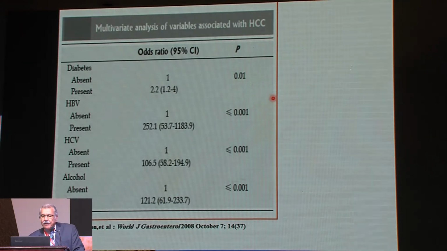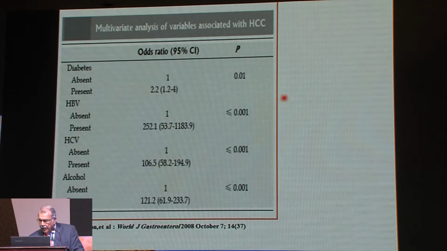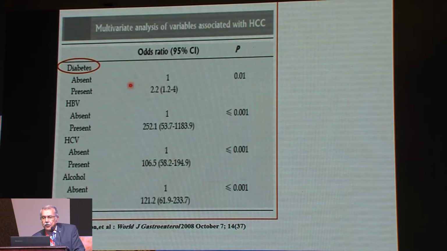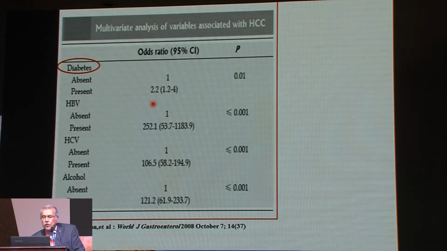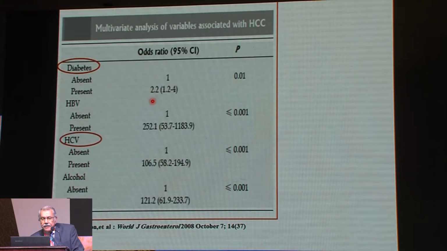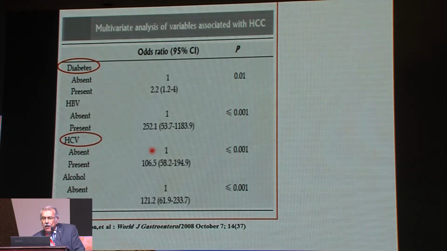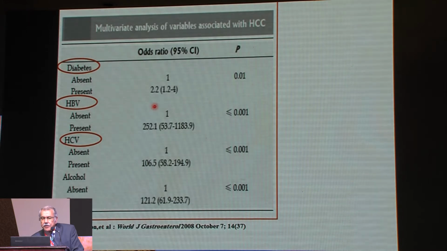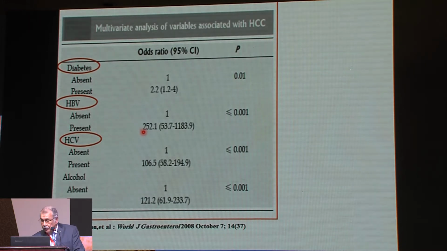In this multivariate analysis of variables associated with hepatocellular cancer, we see that the presence of diabetes just increases the risk ratio for hepatocellular cancer by just more than 2 folds. However, HCV increased it by more than 100-fold, and hepatitis B increased it by more than 250 folds.